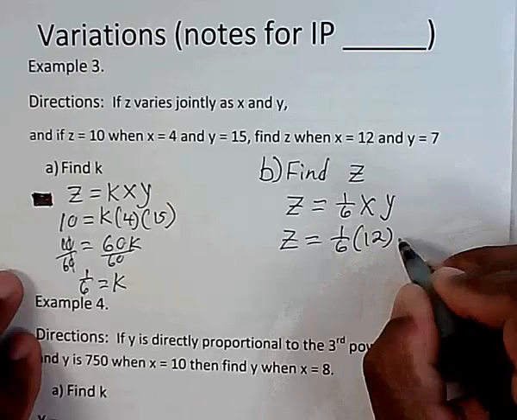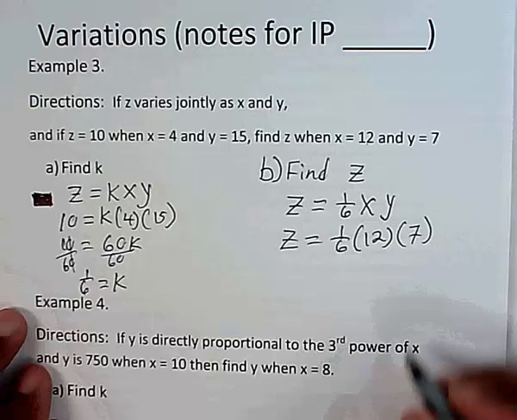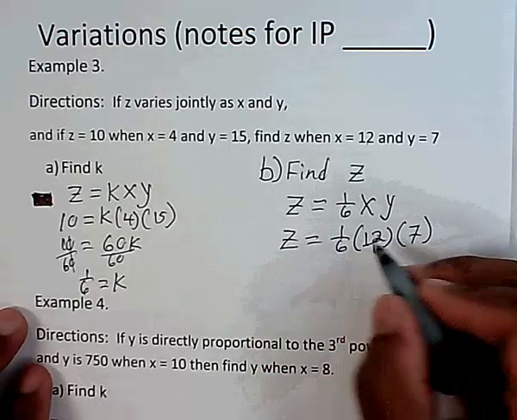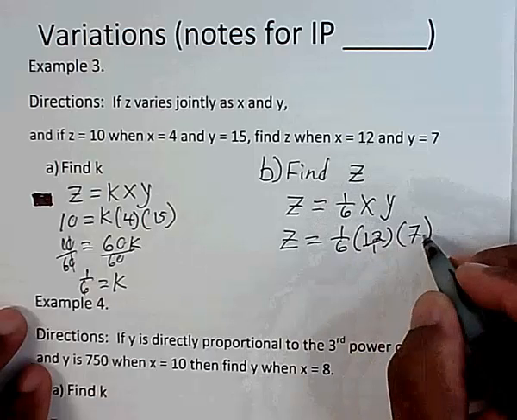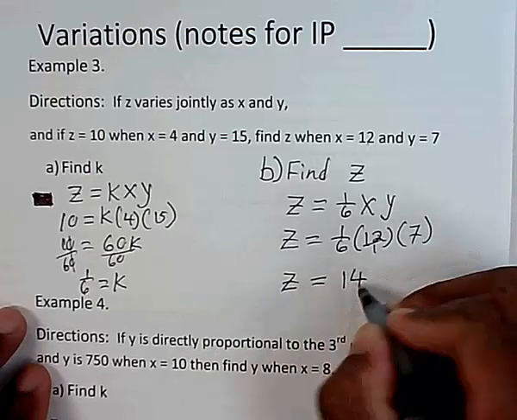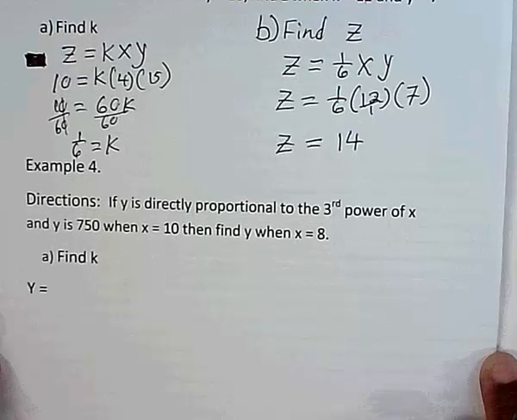12 in place of the x, and 7 in place of the variable y. 12 times 1/6, 12 as a fraction is 12 over 1, so it's really 12 divided by 6 is 2, and then 2 times 7 is going to be 14. So z is going to equal 14. Will be the answer there for z.